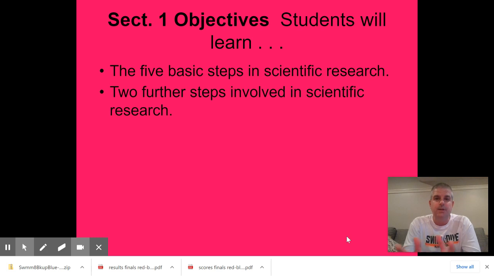So our learning objectives, basically what we're going to learn. Oh boy, this is some easy stuff. The 5 basic steps, it's got the word basic in there, so this should be easy. The 5 basic steps in scientific research, which is the same that you've been learning since like 5th grade. You just got to apply it to psychology. And then we have a couple of extra steps that are involved in scientific research. Those 2 extra steps are probably more important than anything.